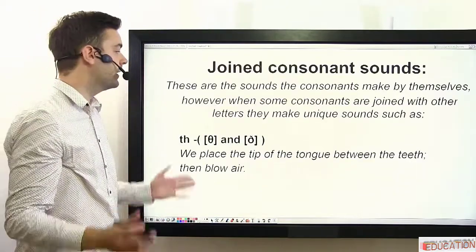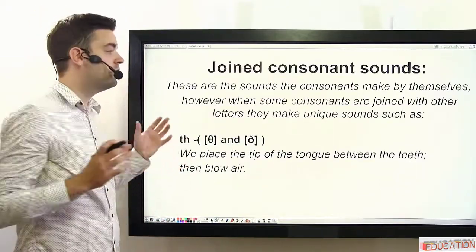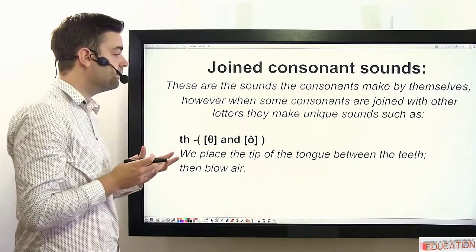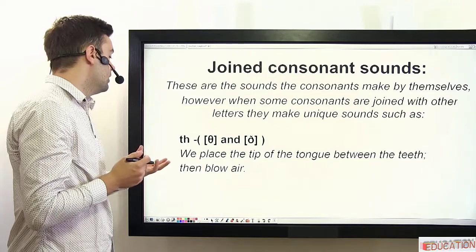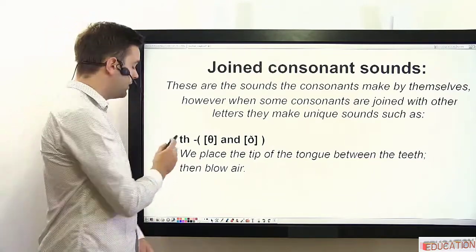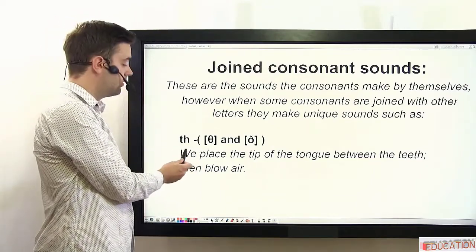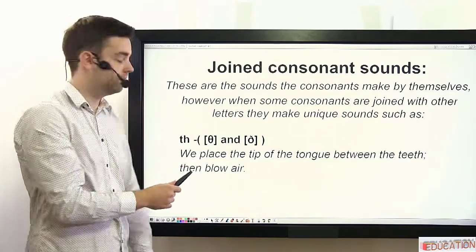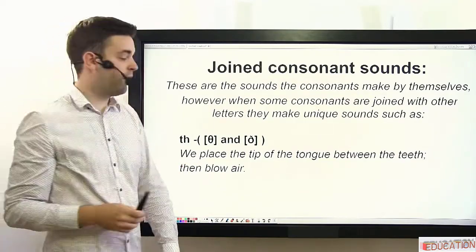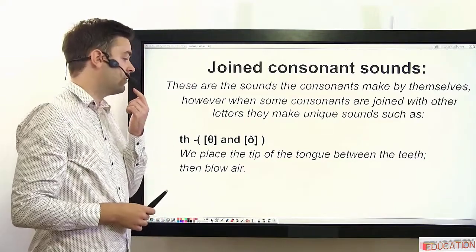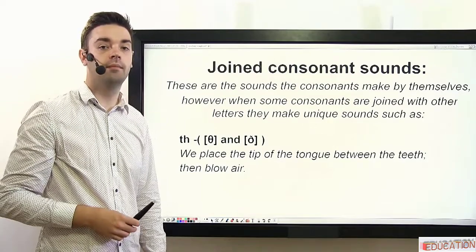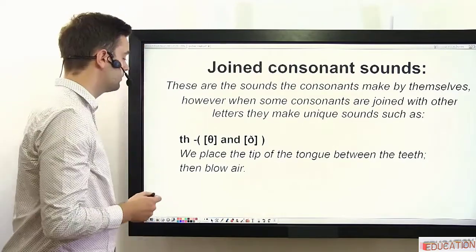Okay, so let's join some consonants together. When you join these consonants, they make a different sound. So for example, T and H makes a th noise. So we place the tip of our tongue between the teeth and then blow air. So like this, th.